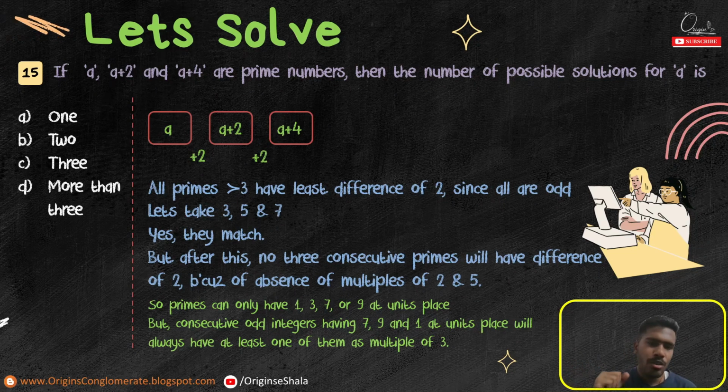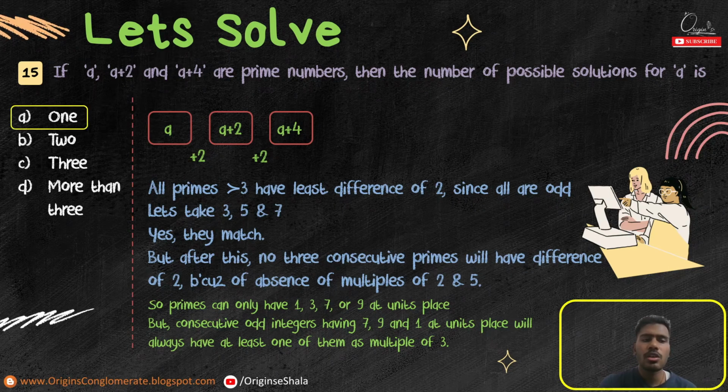So yeah, coming back to our main question, the only possible pattern was 3, 5 and 7. So the only solution I'm getting for A is the answer 3. So our final value will be option A.